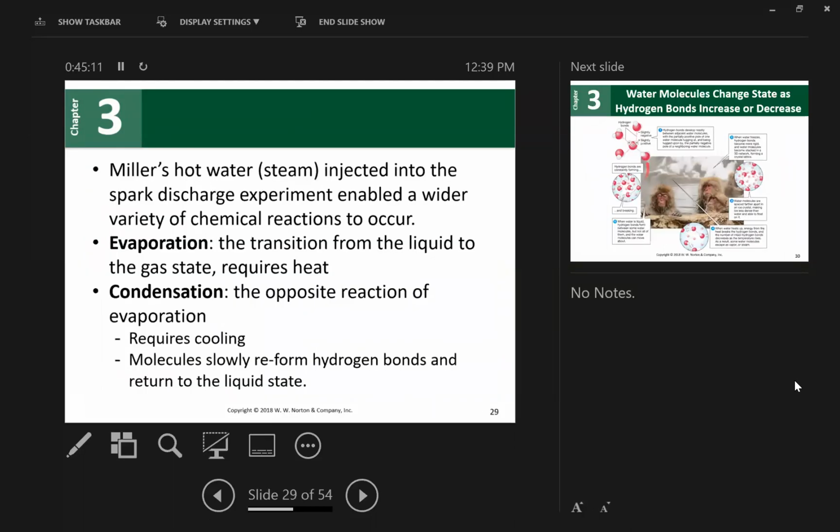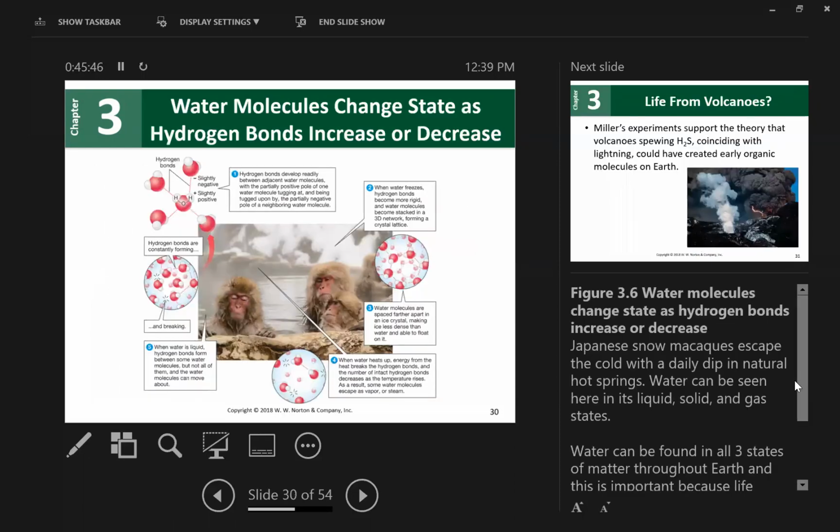Okay, Miller's hot water injected into the spark discharge experiment enabled a wider variety of chemical reactions to occur. We have evaporation, and this is the transition from liquid to a gaseous state, which requires heat. Then we have the opposite reaction of condensation. So this requires a cooling, and the molecules reform into hydrogen bonds, and then they return back to their liquid state. In this next picture, you're able to see all three states of water in this one picture.